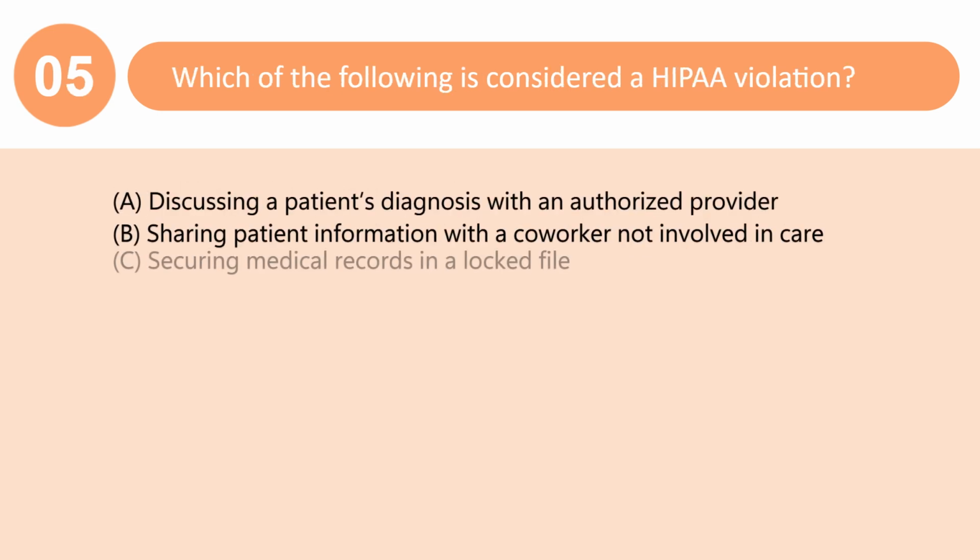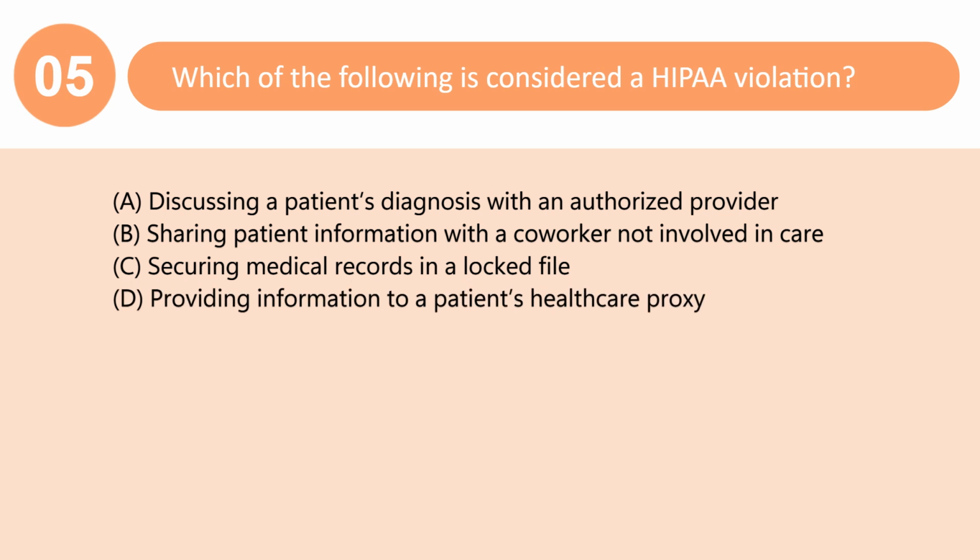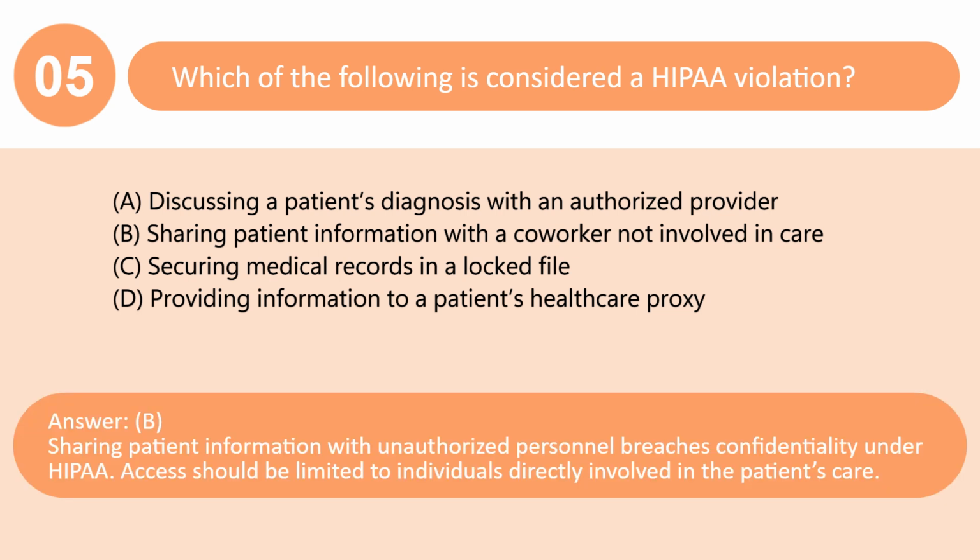Which of the following is considered a HIPAA violation? A. Discussing a patient's diagnosis with an authorized provider. B. Sharing patient information with a coworker not involved in care. C. Securing medical records in a locked file. D. Providing information to a patient's healthcare proxy. Answer: B. Sharing patient information with unauthorized personnel breaches confidentiality under HIPAA. Access should be limited to individuals directly involved in the patient's care.